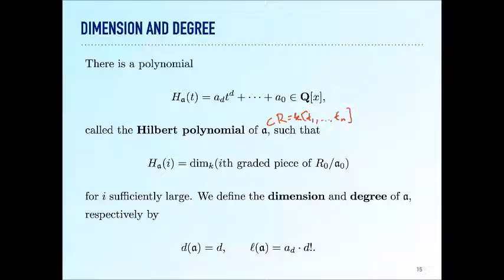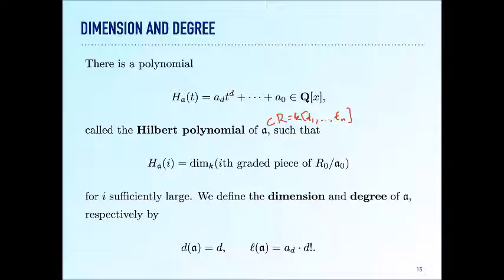Once you have a graded module over a graded ring, there's something called the Hilbert function, which records the dimension of the graded pieces. It's a very famous theorem that there's a polynomial such that for i sufficiently large, the dimension of the ith graded piece of this graded module is given by this polynomial. The dimension and degree of the original ideal are defined, and it's a little bit confusing, because the dimension is the degree of the polynomial, and the degree is some scaled version of the leading coefficient of this polynomial.